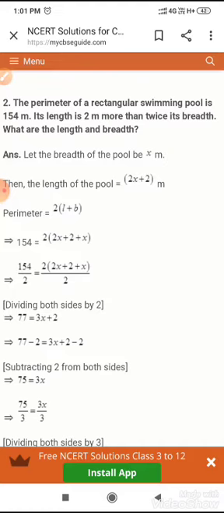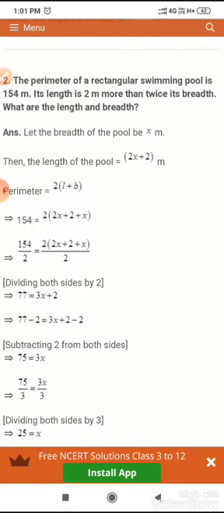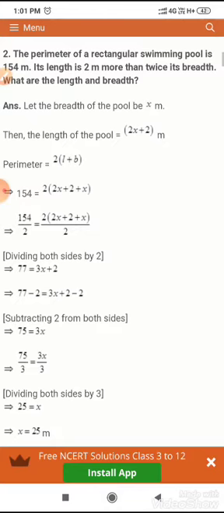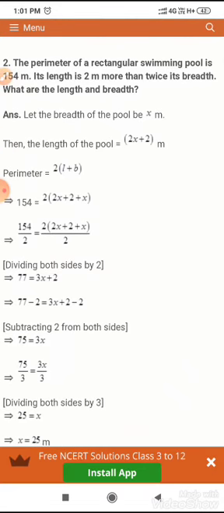First, we have to understand that the length of the rectangular pool depends upon its breadth. So first we assume that the breadth of the pool is x. Then what is the length of the pool? Since we know that the length of the pool is 2 meters more than twice its breadth, therefore the length of the pool is equal to 2x plus 2 meters.